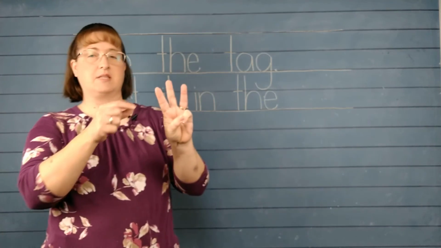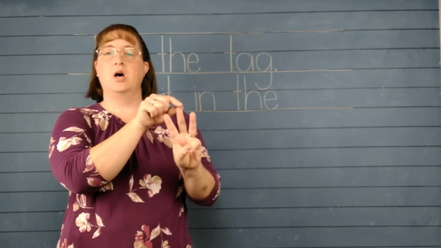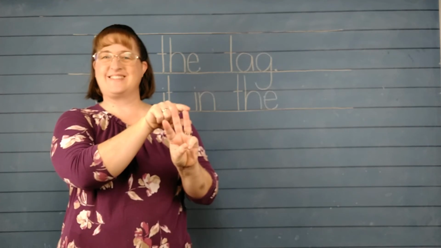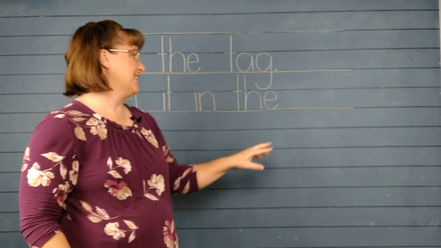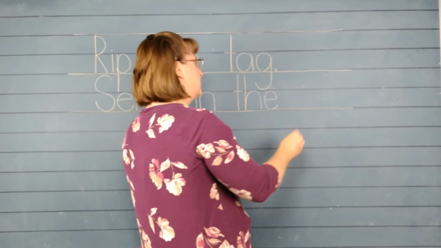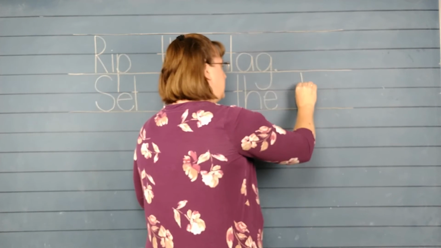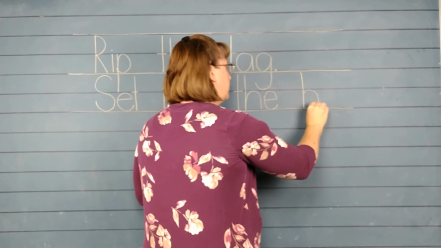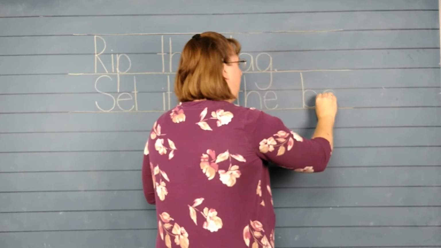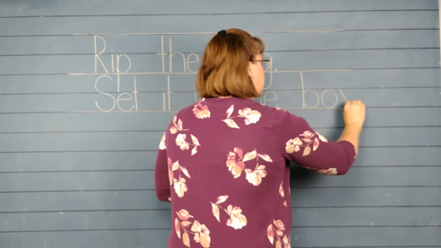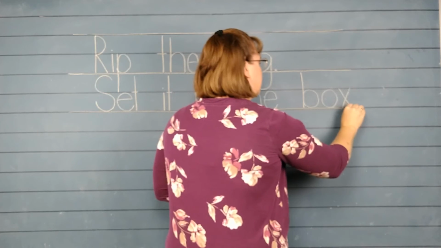box. Good. Give me the sounds. B. Ox. Excellent job. Okay, where's your space? Make sure you make a space and write B, o, x. Good.